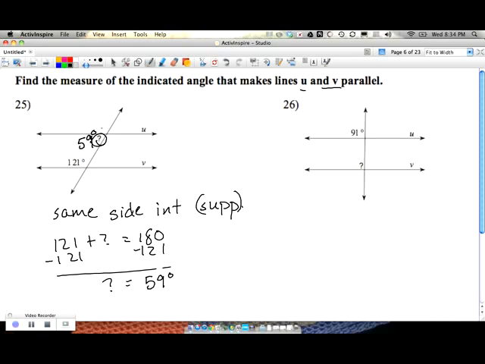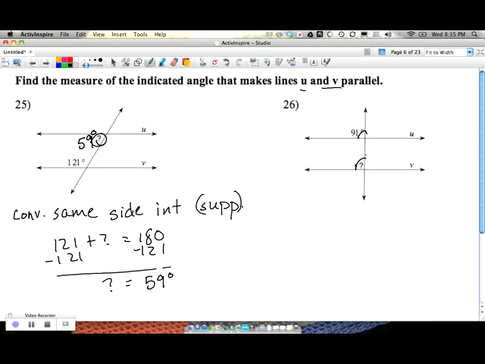5, 9. There we go. Excellent. Let's look at the second one. What reference could we say that makes those parallel? We would say it's the converse of same side interior angles makes those two lines parallel, if that were 59.